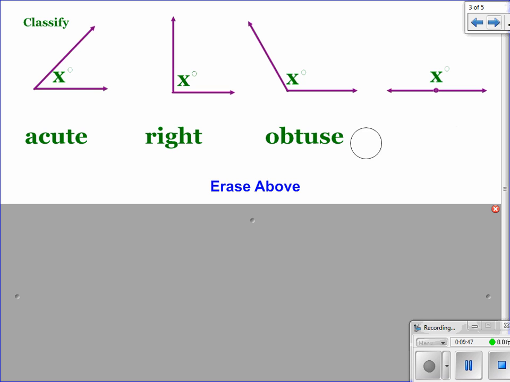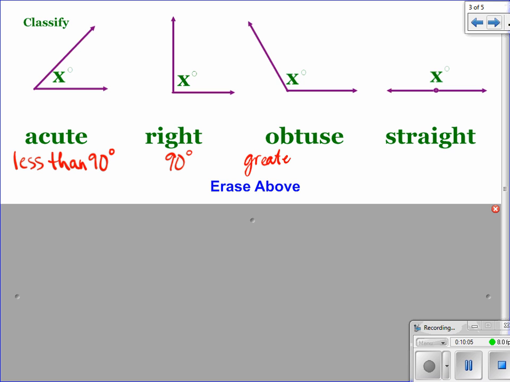So really quickly, acute has to be, what's the rule? Smaller. Yep. A right angle is 90. This one is over 90. What does this one have to be? 180. Okay. Keep that 180 straight angle in mind when you're doing the homework.